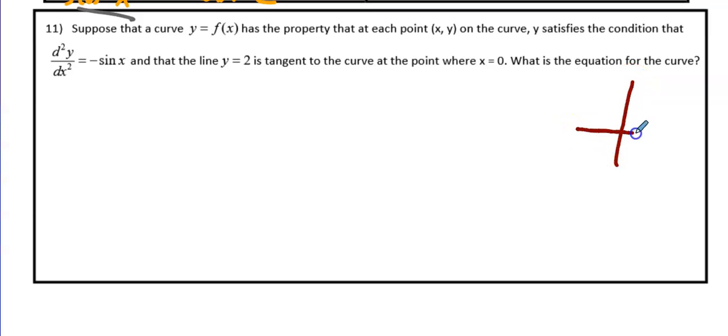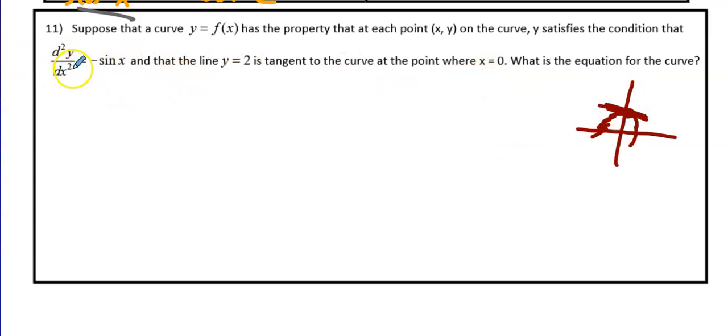So we can look really quickly and notice that at x equals 0, so that's on the y-axis right here, when y is equal to 2, we have some curve, and the slope there is going to be equal to 0. That's going to be our tangent line of our function at x equals 0. So we want to find the equation of the curve.